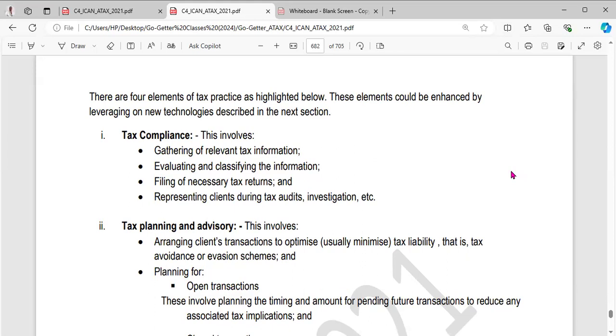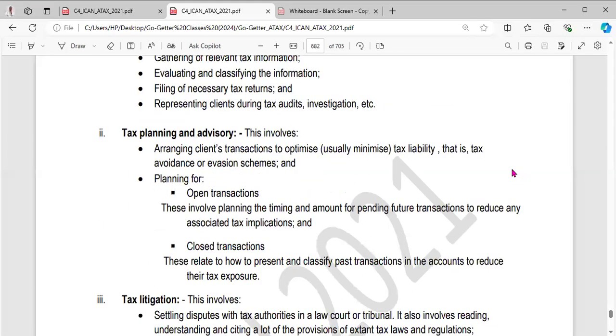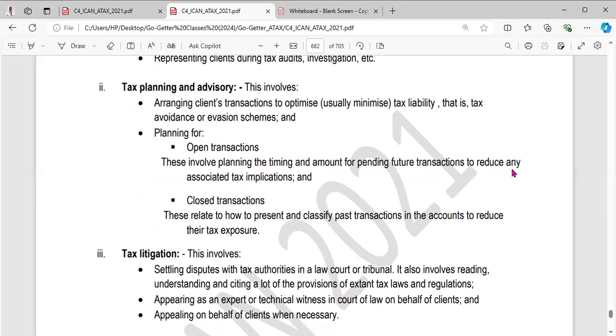Then we have tax advisory, which includes tax planning and advisory. For example, you plan to take advantage of future transactions. So you can say, okay, we want to reduce your tax liability. We want to reduce VAT liability we pay to government. So we need to deal more with VAT exempt item or zero vatted item. You also need to reduce your tax exposure.